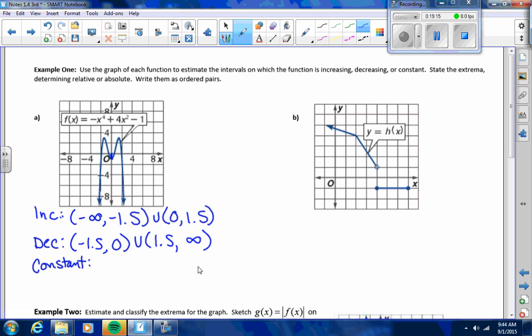Constant? Never. Positive infinity, because remember, we're doing x values. So bigger than 1.5, continuing to go out, is positive infinity. Negative infinity for the x values is on the far left side of the graph. Okay. You're welcome. It's always for the x values, yes.